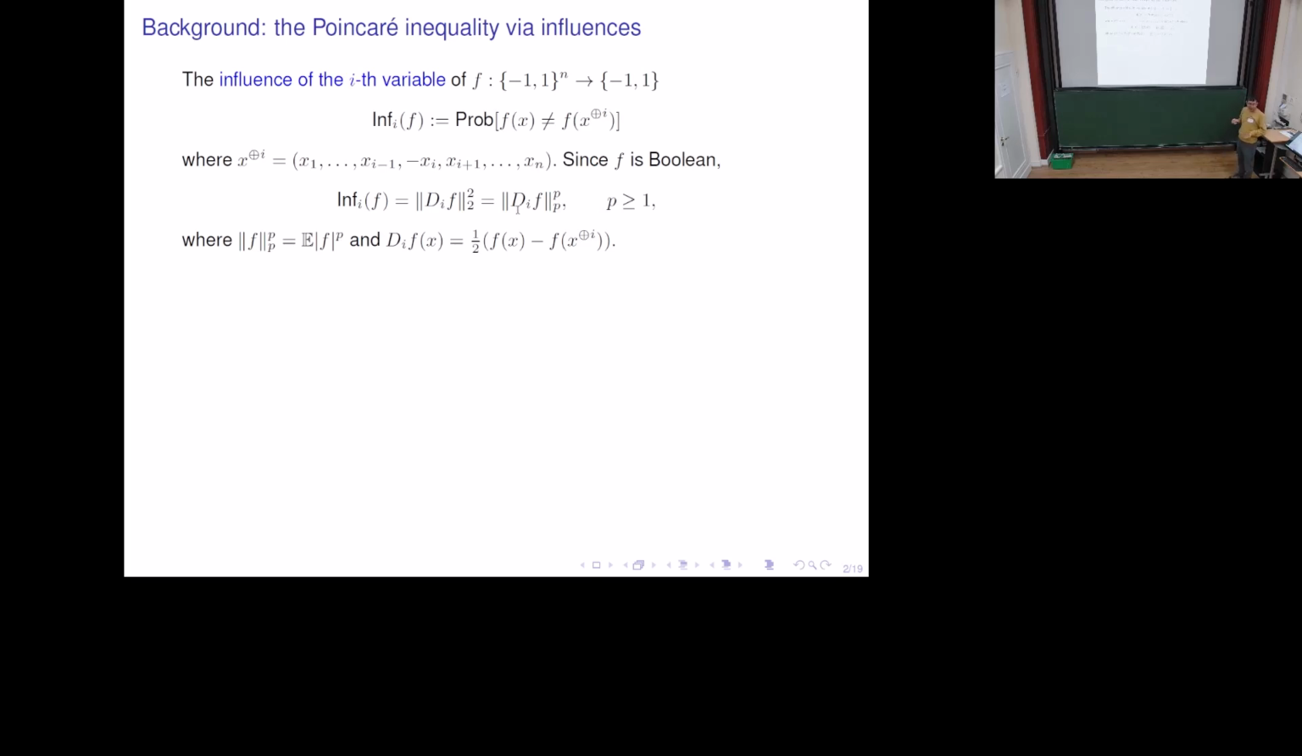You can also define it for functions taking values in real numbers. Then you need to choose among these several expressions, so which you want to use to define the influence.